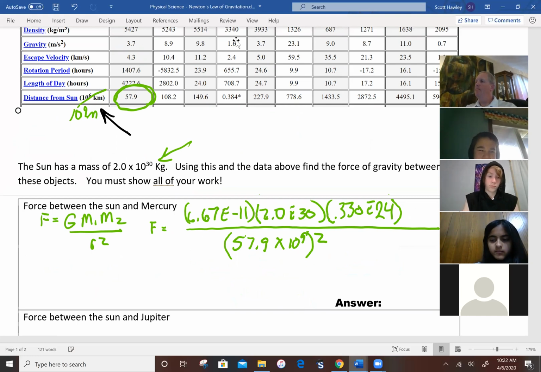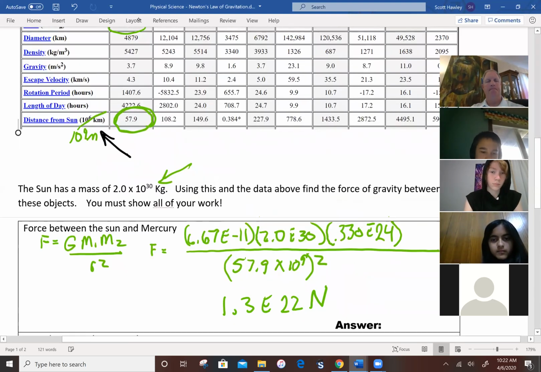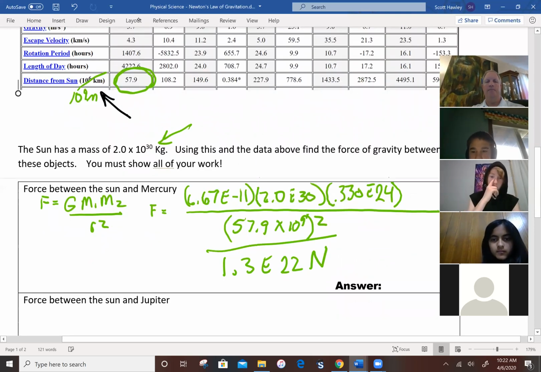1.131314E22. Okay, I think that's right. I got 1.31. Did you say 1.3 or 1.13? Or 1.31314. Yeah. Good. Excellent, Derek. So here's the answer: 1.3E20. Was it 22, Derek? Is that right? Good. There you go. There's your answer.